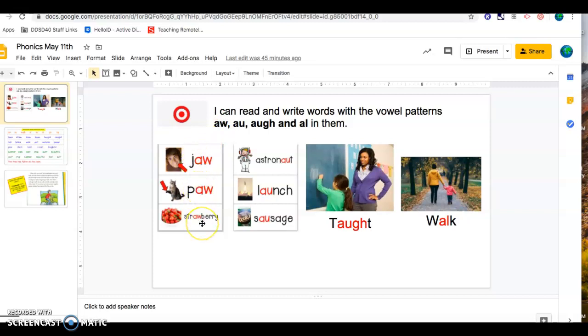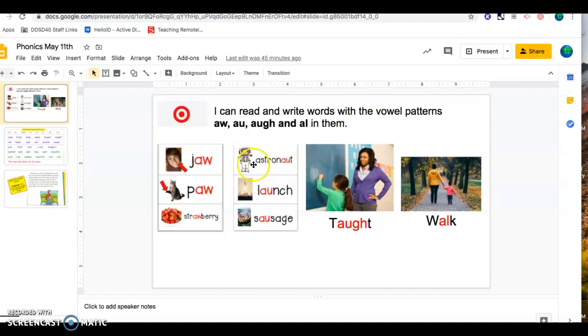Here are three examples of words where AW says ah. My turn, your turn. Jaw, paw, strawberry. Here are three words where AU says ah.